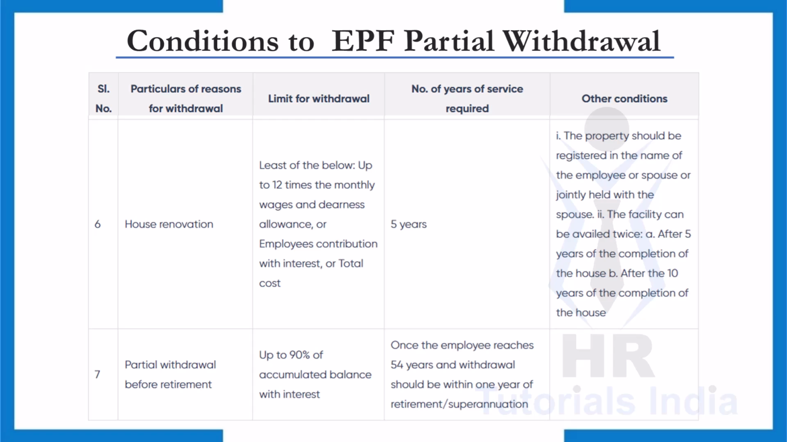And the next reason for partial withdrawal of PF is house renovation, and the limit of withdrawal is up to 12 times the monthly wages or dearness allowance or employee contribution with interest or total cost, and the service is 5 years. And the condition is the property should be registered in the name of the employee or spouse or jointly held with the spouse. The facility can be availed twice, that is after 5 years of the completion of the house and after 10 years of the completion of the house.